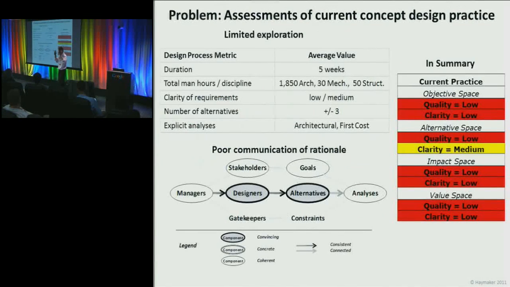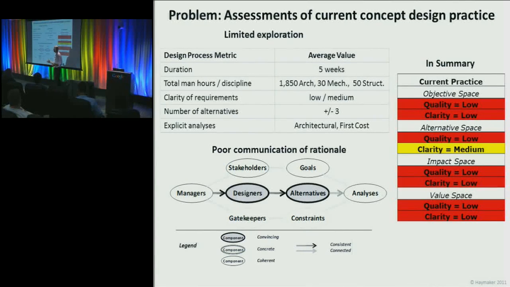Just to summarize the problem as I see it right now, we're doing very, very limited exploration of design spaces today in conceptual design when, as John pointed out, we can really make the big impacts. These are gross averages from a number of different observations we've done, but conceptual design can last about 5 weeks. It can involve a team of about 1,800 architectural man-hours, and very few mechanical and structural man-hours. We're really bringing those people in, as John mentioned, after the fact to try to fix what we've done.